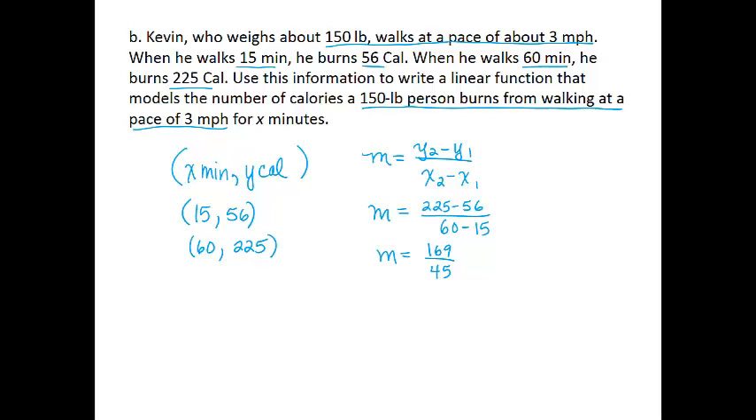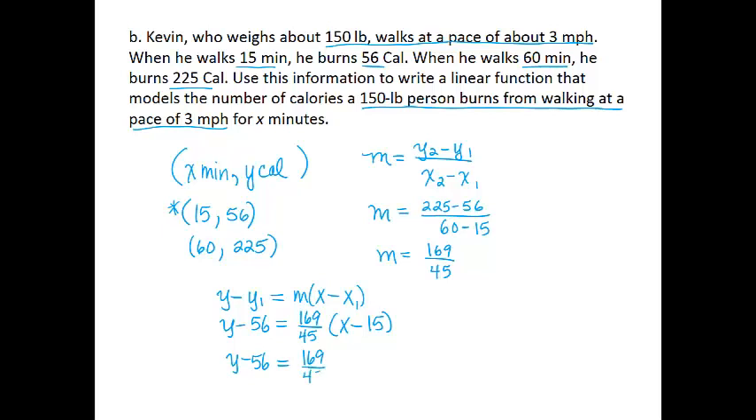Now that we have a slope and we have a point, our goal is to write this as an equation of a line. So we need to use the point slope form. y minus y sub 1 is equal to m times x minus x sub 1. It doesn't matter which ordered pair you use at this point. I would probably use the one with the smaller numbers. We would get y minus 56 is equal to 169 divided by 45 times x minus 15. And if we distribute, we have y minus 56 equals 169 divided by 45x minus 169 divided by 45 times 15.